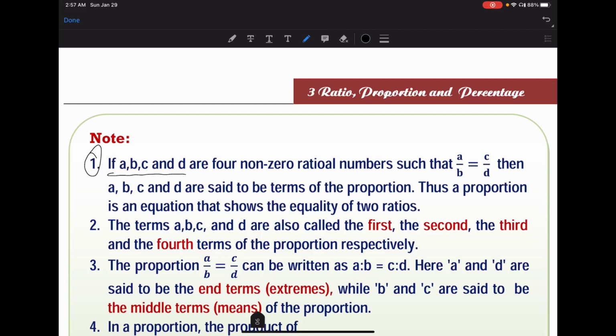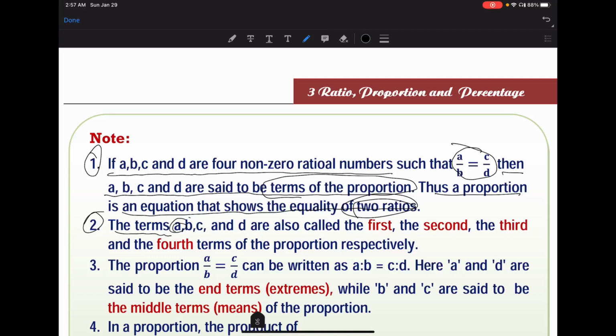if a, b, c and d are four non-zero rational numbers such that a over b is equals to c over d then a, b, c and d are said to be terms of the proportion thus a proportion is an equation that shows the equality of two ratios the terms a, b, c and d are also called the first the second the third and the fourth terms of the proportion respectively okay?